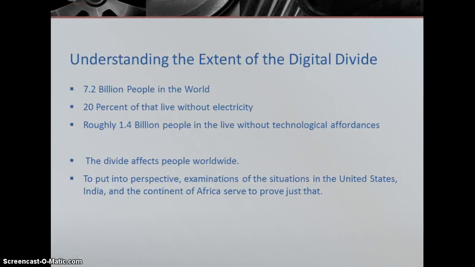To begin, I would like to bring to your attention the statistic that the world's population is estimated to be 7.2 billion, and 20% of that population is said to be without electricity. That means that roughly 1.4 billion people in the world live without the common affordances that technology allows each and every day. Now, this is not the sole reason for why some groups of people are able to prosper from the benefits of technology while others do not. It is, however, a good indication of the size of the divide that exists worldwide.